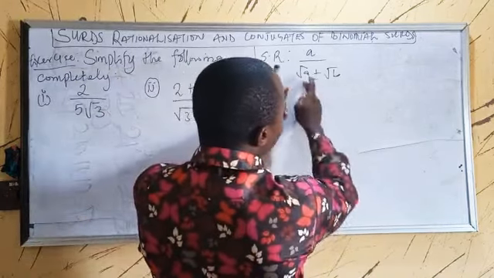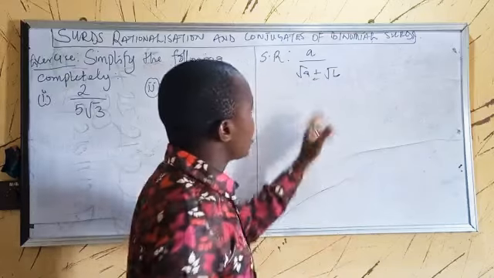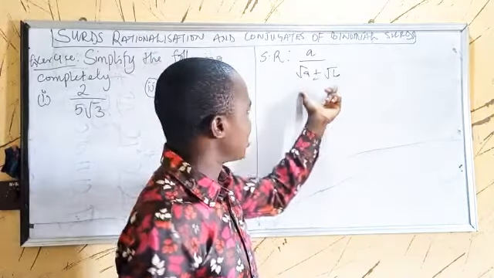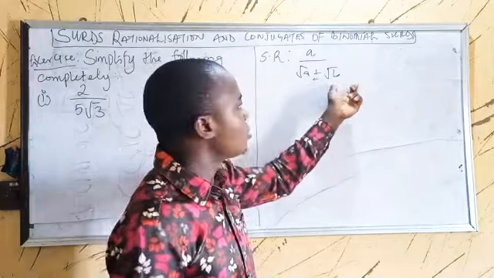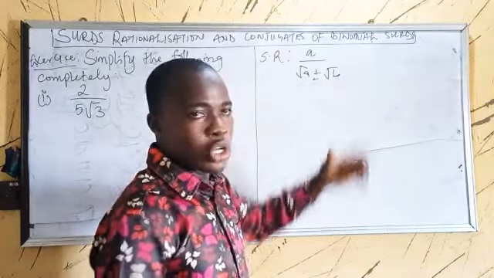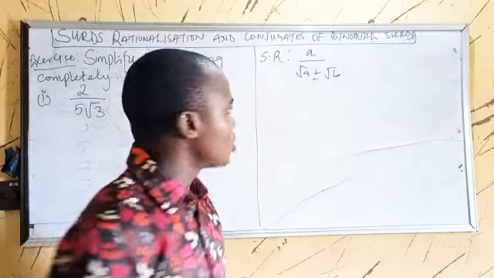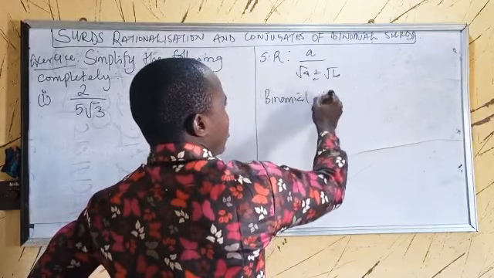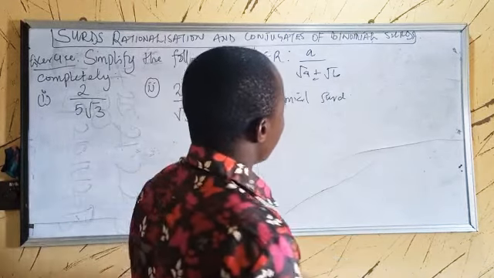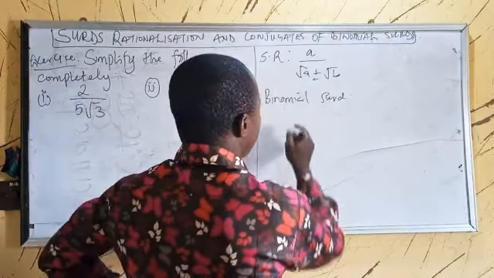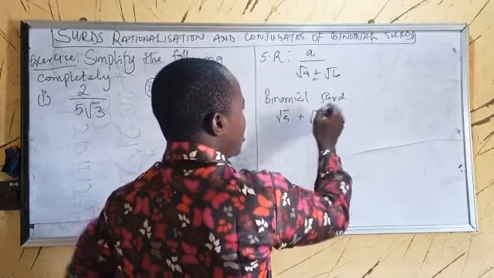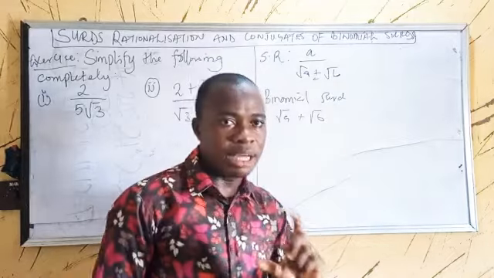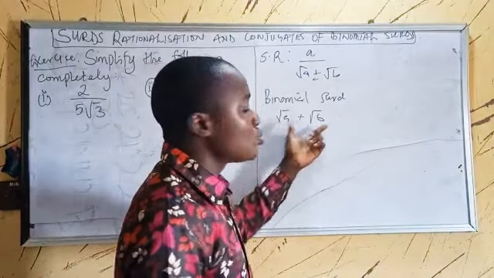The way of removing this surd, because the denominator comprises of irrational numbers, that is root a and root b, is called surds rationalization. So now what is a binomial surd? A binomial surd is what we have at the denominator here, that is root a plus root b. You can see that it consists of 2 terms. That's why they say bi. The bi means 2. So binomial means 2 terms.